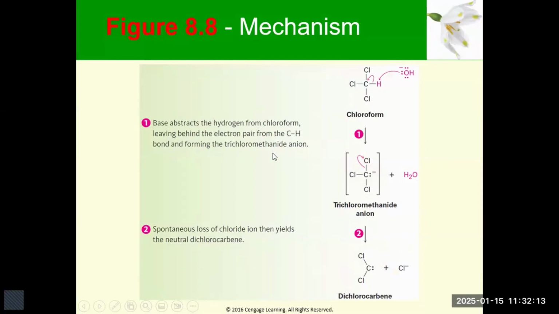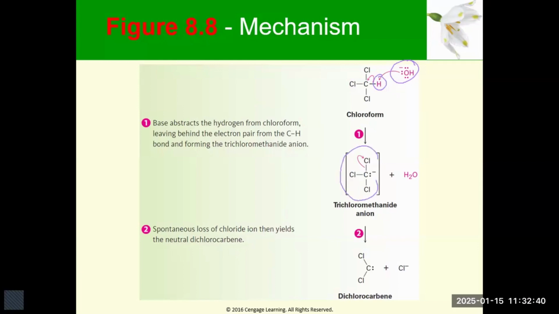So, the mechanism. A base abstracts the hydrogen from chloroform, okay? Leaving behind an electron pair from the C-H bond and forming a trichloromethanide anion. So we have a base come in, take this hydrogen off, and you're left with this.